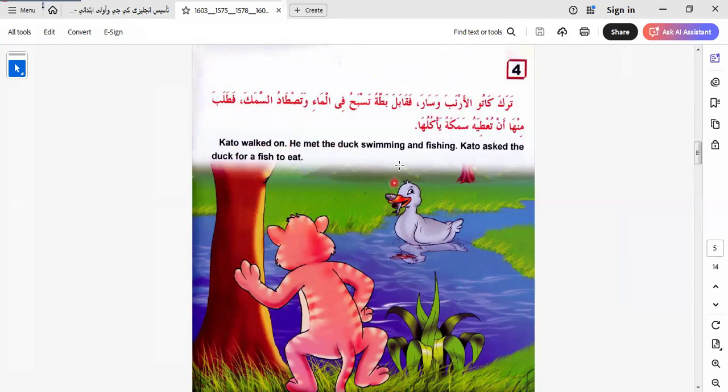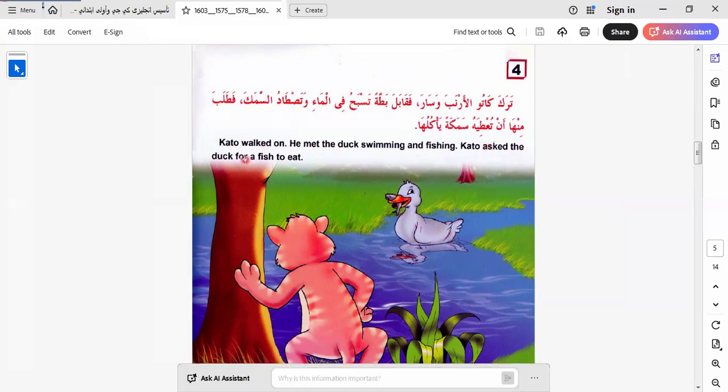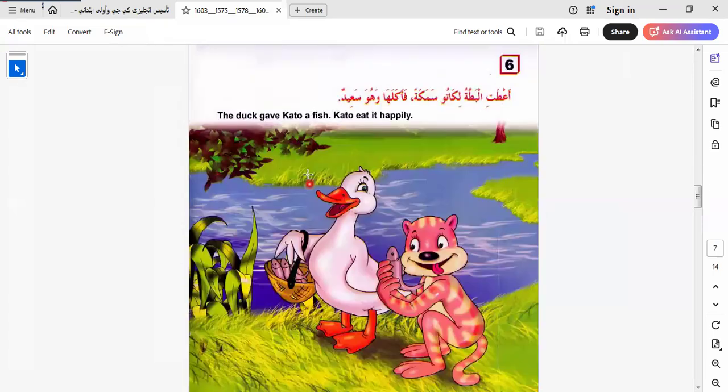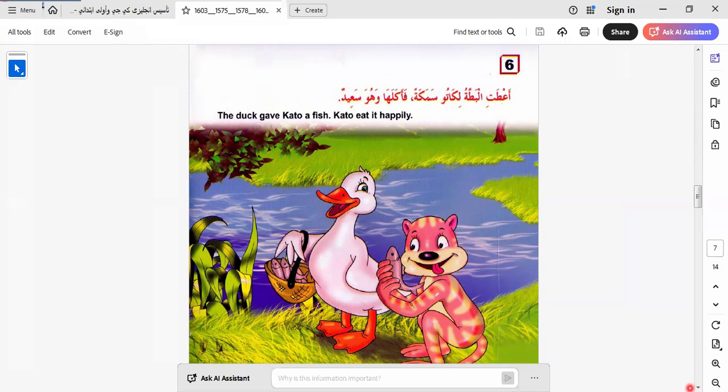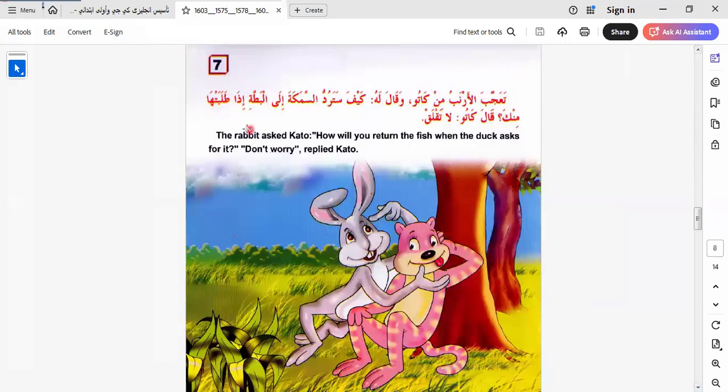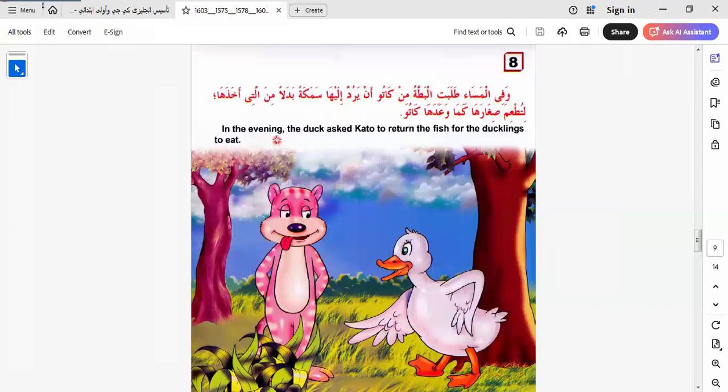He met the duck swimming. This is the duck, and fishing. Kato asked the duck for a fish to eat. The duck gave Kato a fish. Kato ate it happily. So like this in this picture, okay? The rabbit asked Kato, "How will you return the fish when the duck asks for it?" "Don't worry," replied Kato.